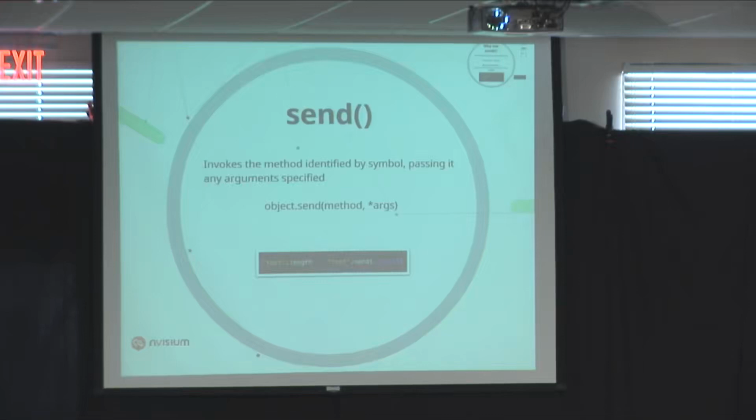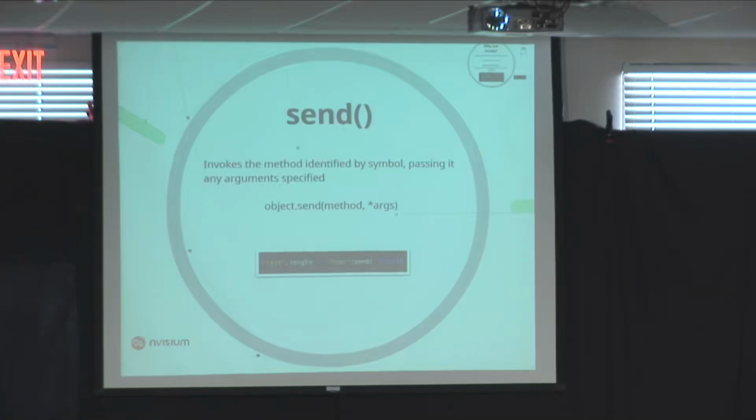So the first one is send. Send is pretty simple. It invokes the method identified by the symbol you're passing, with any arguments that you specify, and it's pretty much equivalent to what you would see in dot notation. So you call dot length, you call dot sum on something. It's the same thing as passing send with any arguments that are relevant to that.